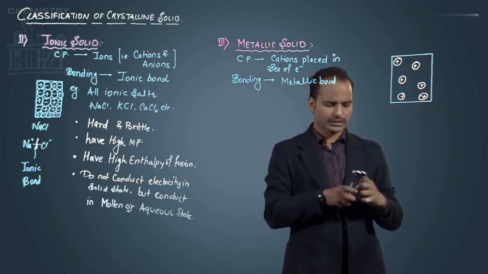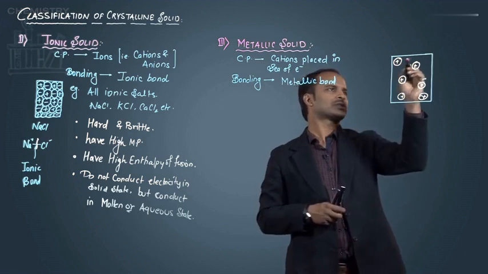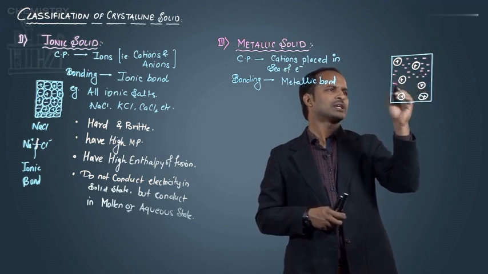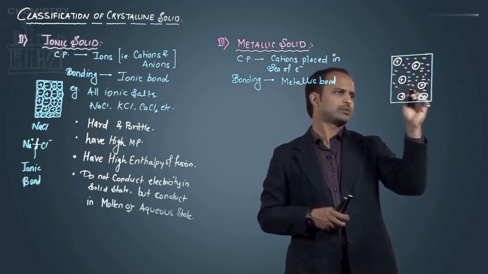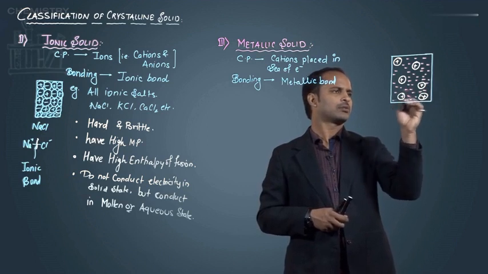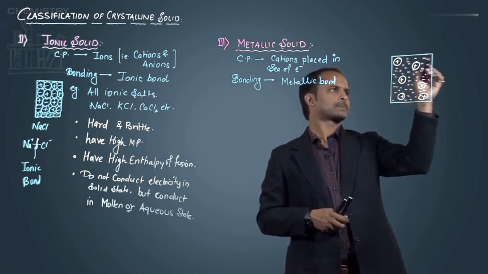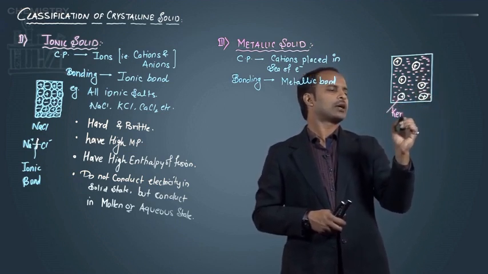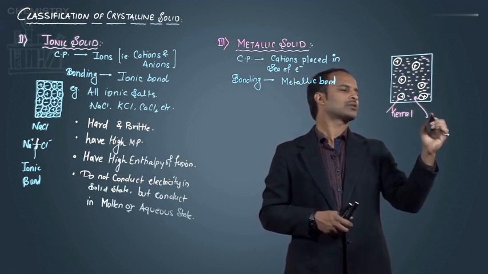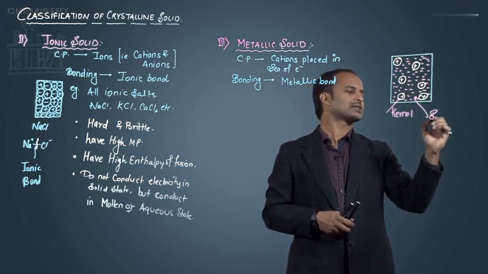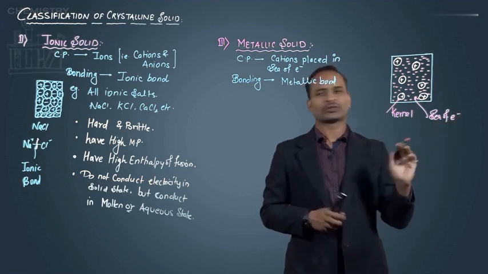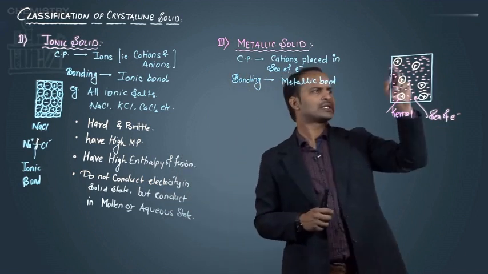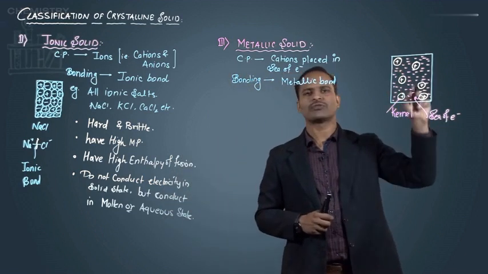These are the positive ions which are placed in a sea of electrons. This dash or dot is nothing but the electrons. So here the free cations are called a kernel, and these electrons are called a sea of electrons. So here the cations, the positive ions, are called a kernel. For example, suppose it is a copper solid, then these are going to be copper ions, which are placed in between the sea of electrons.